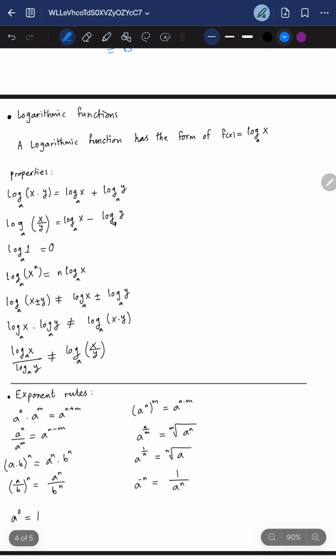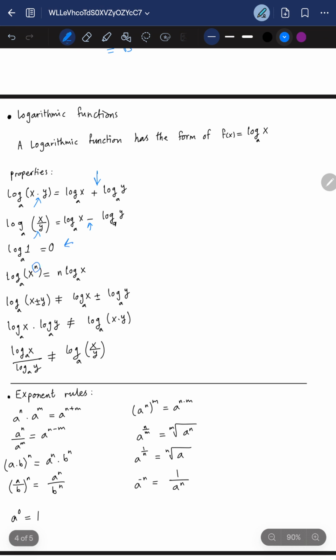Okay, so the next thing is logarithmic functions. So logarithmic functions are very important, and they have properties that can be used to simplify them or combine them, expand them, and so on. So these are the main properties. If I have a multiplication inside of my log, I can turn it into addition. If I have division inside of my log, I can turn it into subtraction. And log of 1 is always 0.